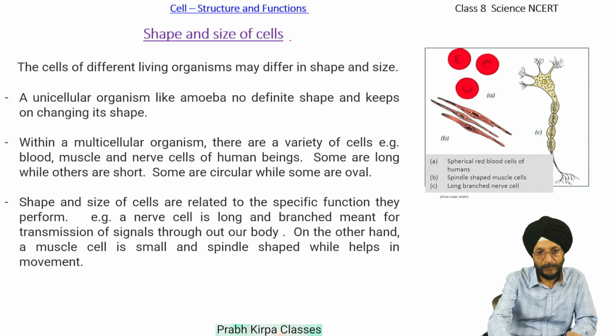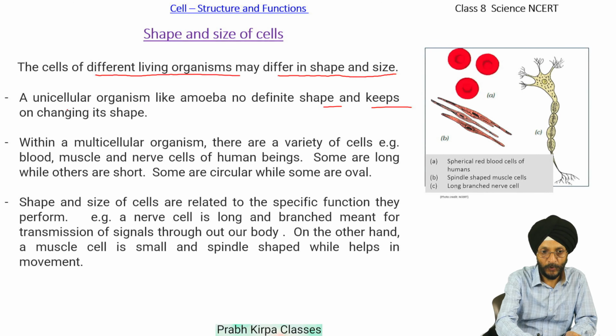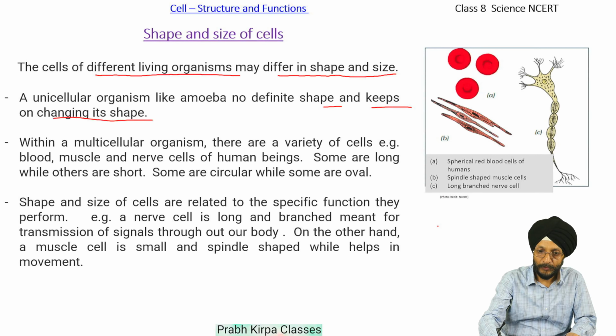Now the question before us is with respect to shape and size of cells. The cells of different living organisms may differ in shape and size. A unicellular organism like amoeba has no definite shape and keeps on changing its shape. Unicellular means a single celled organism.